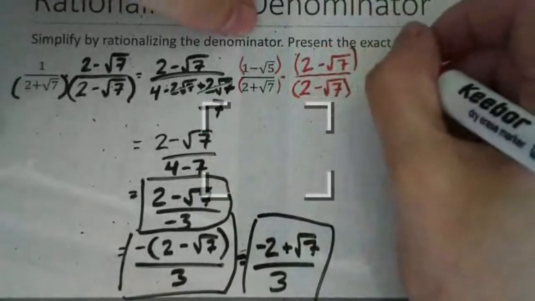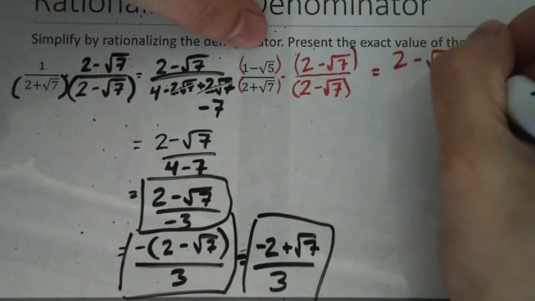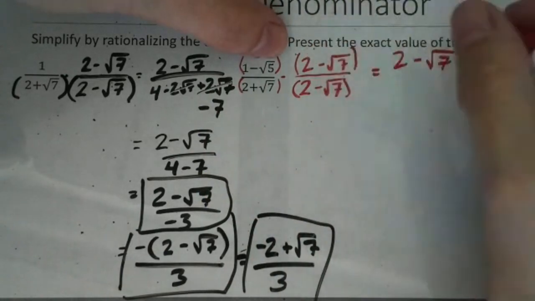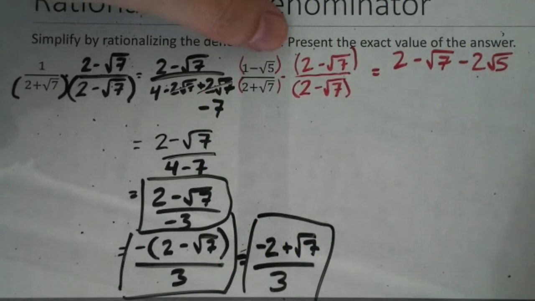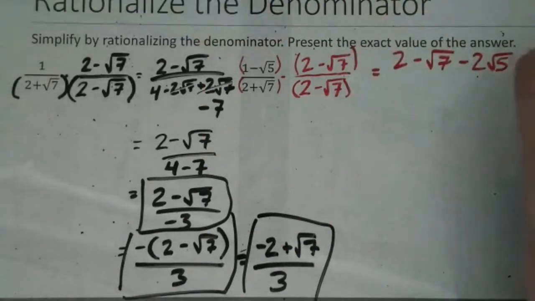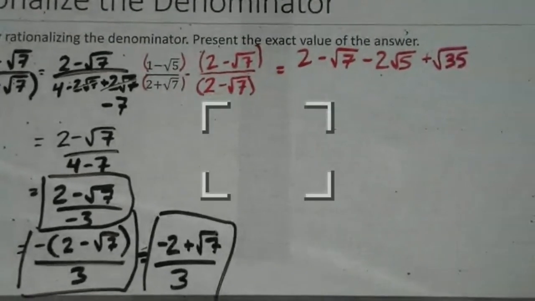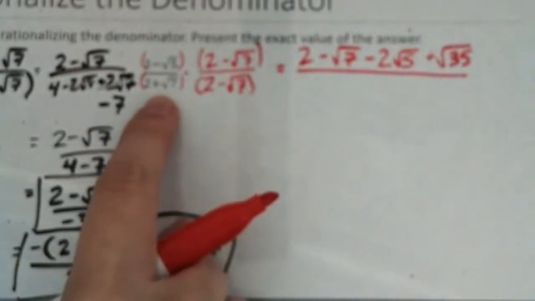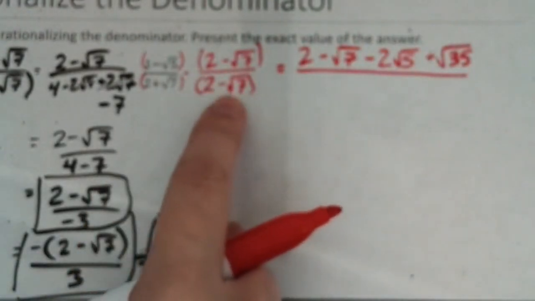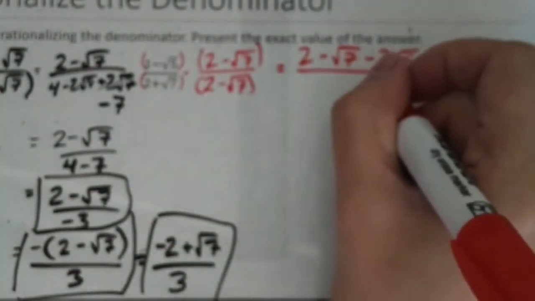So 1 times 2 is 2. 1 times the negative square root of 7 is a negative square root of 7. Negative square root of 5 times 2 is a negative 2 times the square root of 5. And then negative square root of 5 times a negative square root of 7 is a positive square root of 35. All over, we already did the multiplication, 2 plus the square root of 7 times 2 minus the square root of 7. So I'm just going to jump to the fact that that's negative 3.